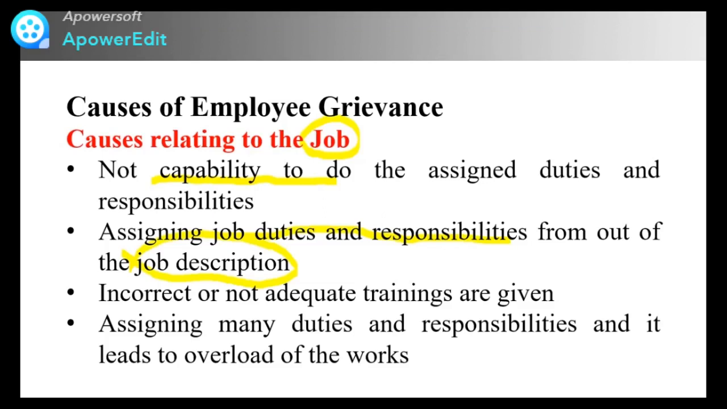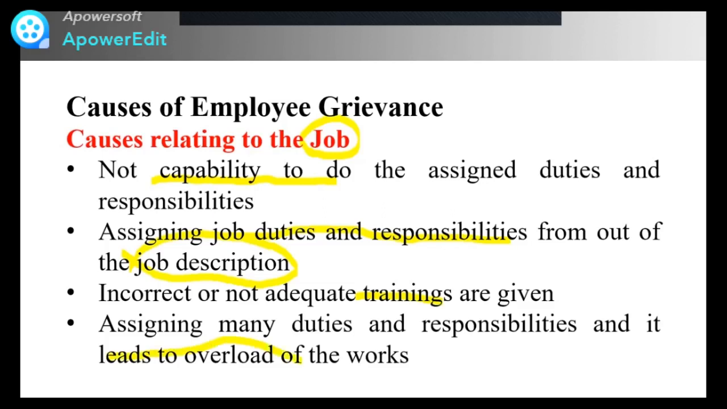The third one, incorrect or inadequate training is given. Inappropriate training, inadequate training. Then the next one, assigning many duties and responsibilities, more workload. It leads to overload of the workers, or overload of work for the workers. Those are the examples for causes relating to job.